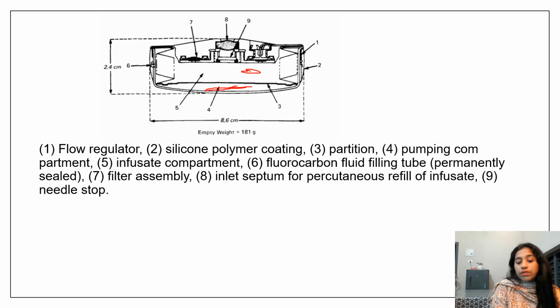At body temperature, the fluorocarbon vaporizes and produces vapor pressure, and this is the partition. When the vapor pressure is produced, the partition moves upward, then releases the drug through the orifice. This is the flow regulator. Through this flow regulator, the drug is released.